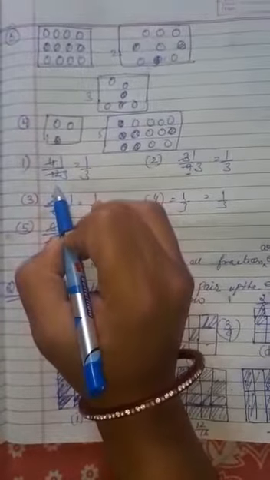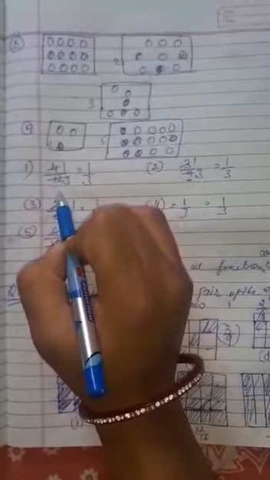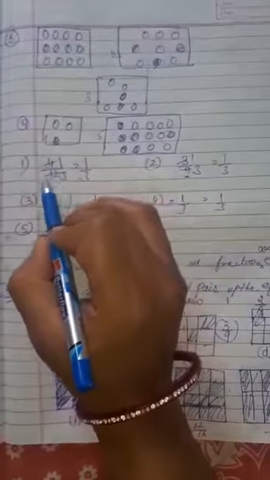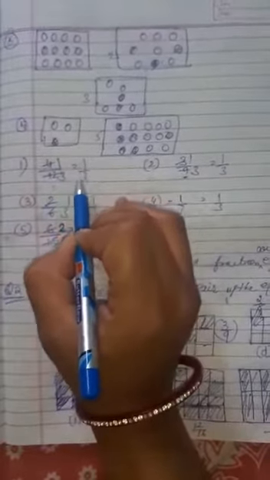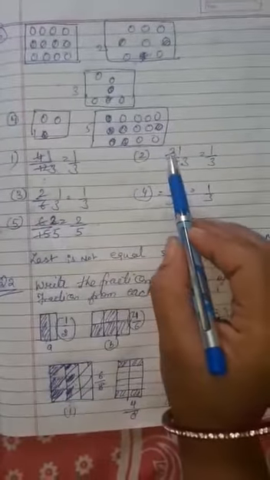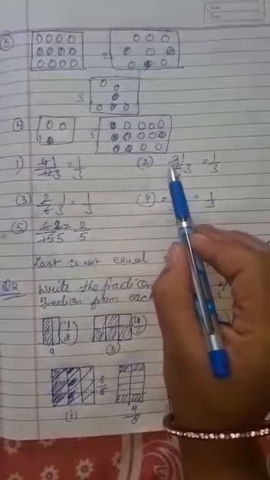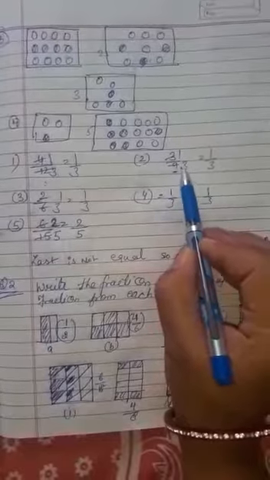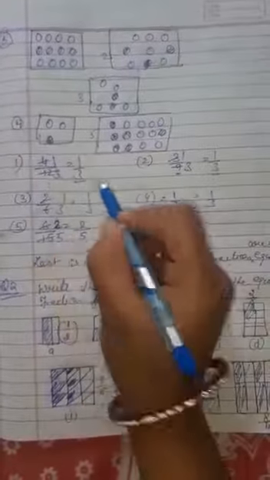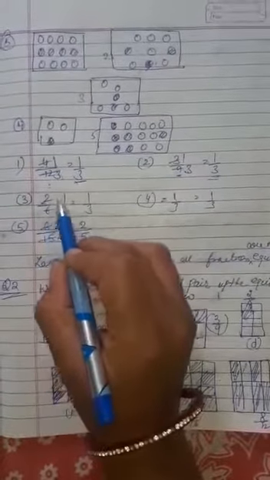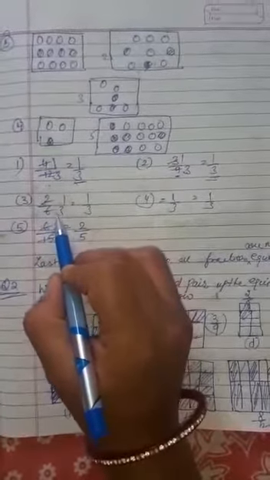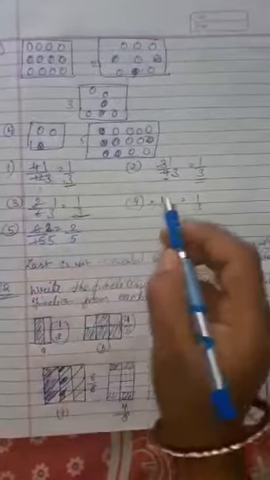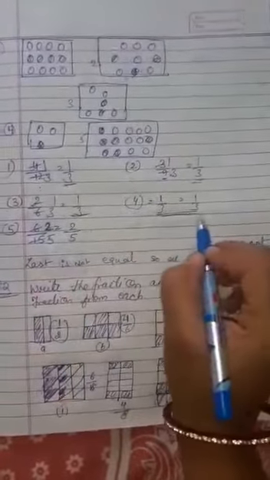4 by 12. So here it will be converted now. 4 ones are 4, 4 threes are 12. It will be 1 divided by 3. Second one, 3 divided by 9. 3 ones are 3, 3 threes are 9. Same fraction. Third one, 2 divided by 6. 2 ones are 2, 2 threes are 6. Here also 1 by 3. 1 by 3 here is the same.